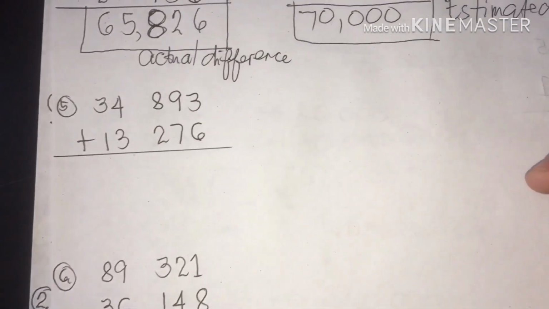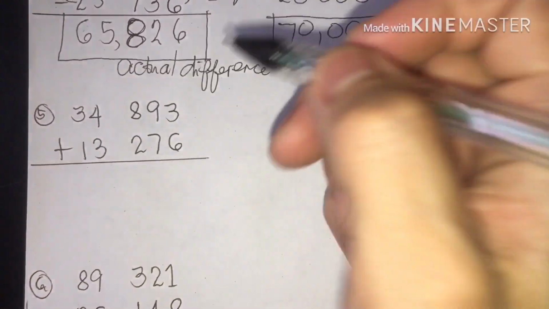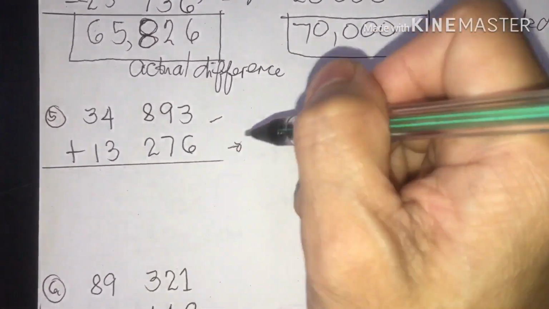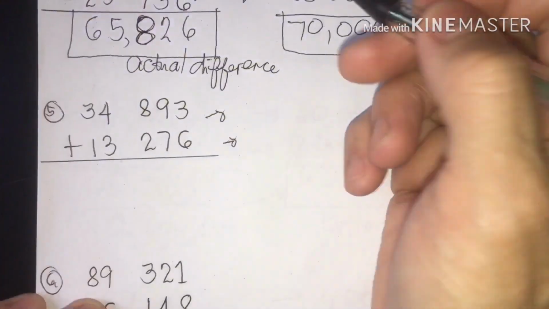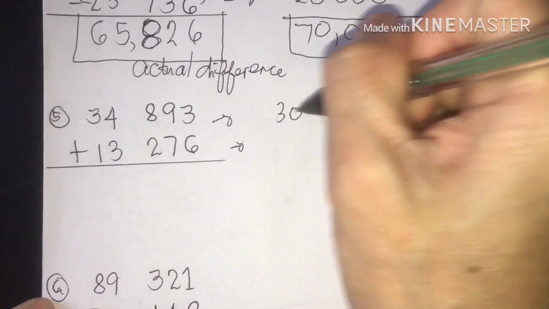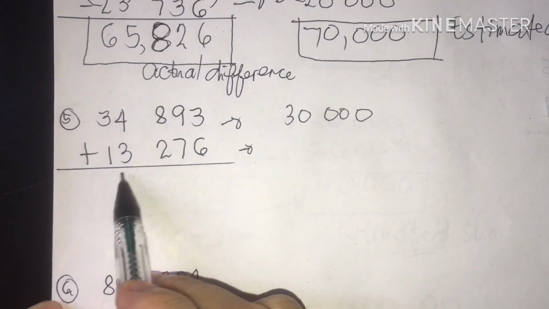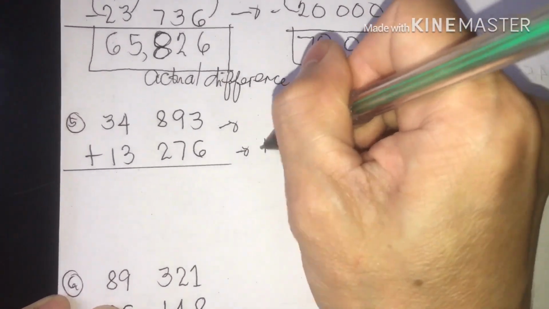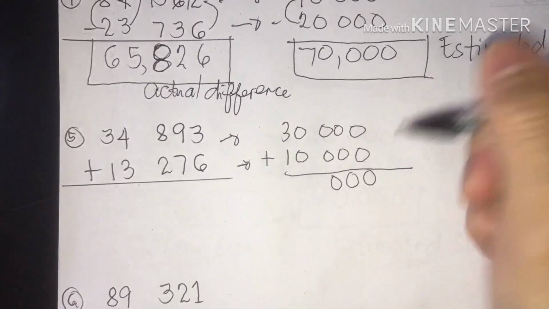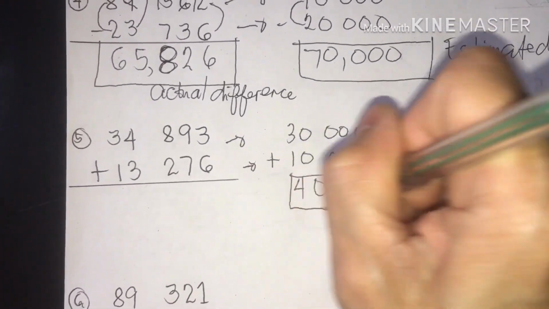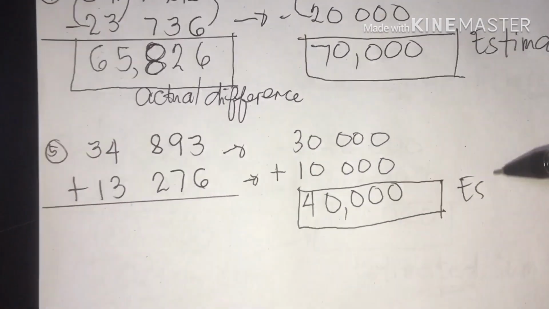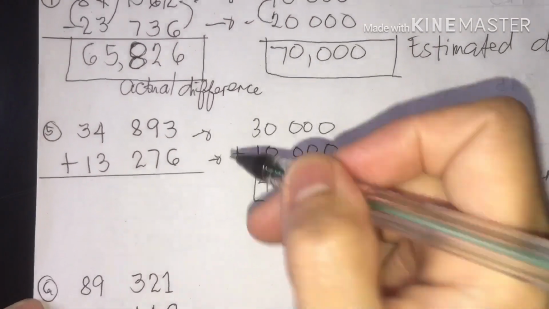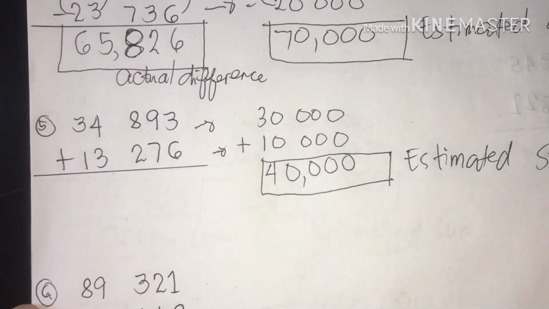Next, we're going to proceed to number 5. 34,893. So we are going to estimate first. 34, since this is rounding down, so we're going to write first 30,000. Next, 13,276 rounding down becomes 10,000. So we're going to estimate first. I'm going to add first here. So our estimated sum is 40,000. So let's go back to our actual sum.